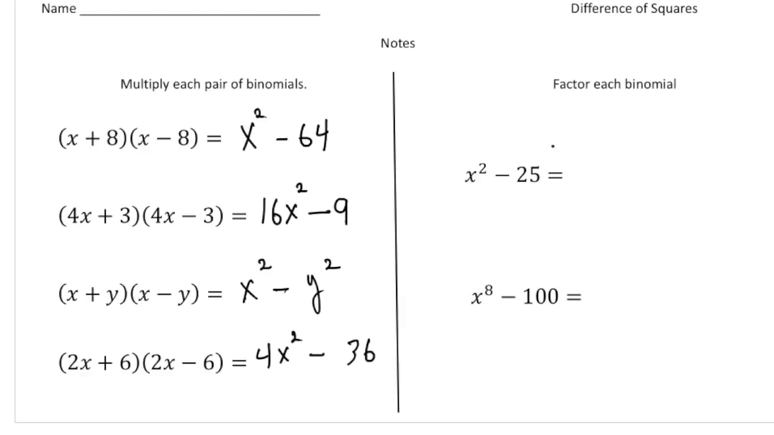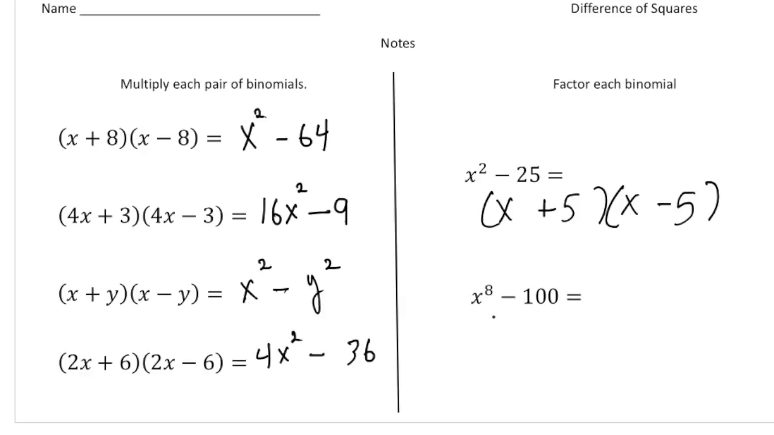All right, now here we want to factor each binomial. Okay, so the first thing you have to say is, is this a difference of squares? And we actually already did this one, right? So look at the first term, x squared. Is that a square number? And the answer is yes, because x times x is x squared. Then we have 25, and we have to say, is 25 a square number? And the answer is yes, because 5 times 5 is 25. So we know we have a difference of squares here. So it's going to be an x and an x, and then a plus 5 and a minus 5.